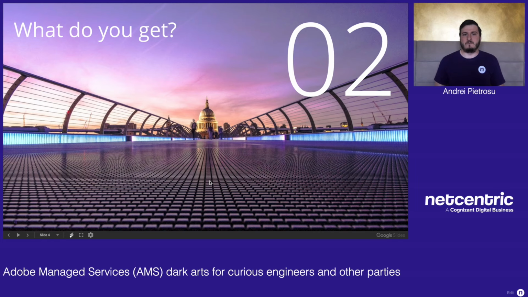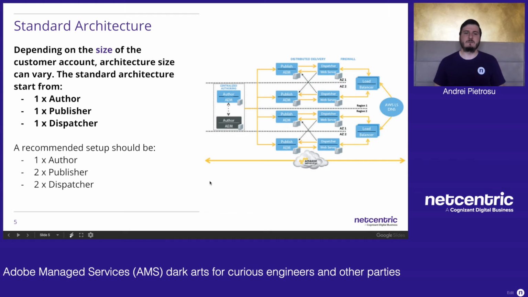So that was the brief explanation. The reality is that you actually get something similar to what you used to have in the past also. Depending on the size of the customer account, architecture size, and the customer needs, the standard architecture provided by AMS starts with one author, one dispatcher, and one publisher. A recommended setup would be one author because the author can only be scaled vertically, and horizontally is not really a viable option. And afterwards, you have at least two publishers and at least two dispatchers.